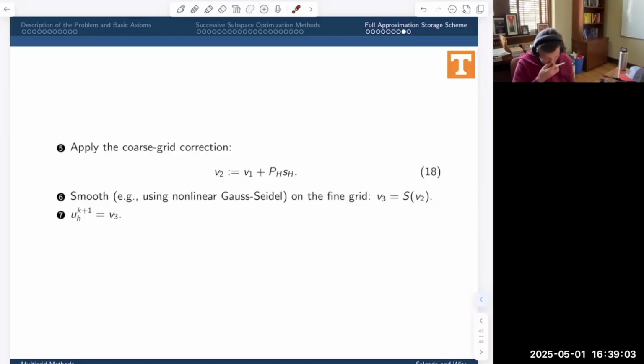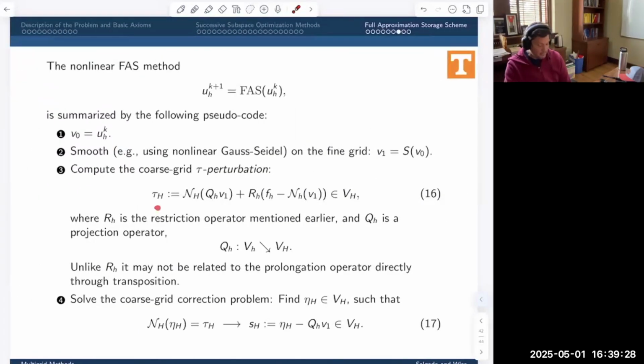And now I'm back up on the fine grid, and so I'm going to do what I did before. I'm going to apply nonlinear Gauss-Seidel or some other smoothing method, and I'm going to get a smooth approximation. And once I get that smooth approximation, I'm going to update my U, I'm going to call V3 UHK plus 1. Okay, it's hard for me to justify or explain what this tau perturbation is, but I do want to make a couple of comments.